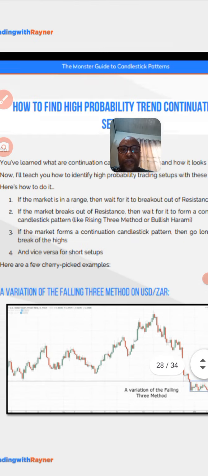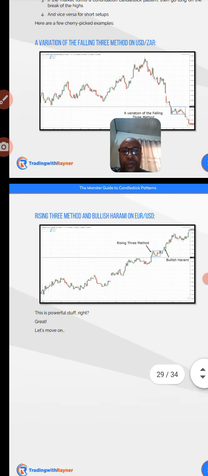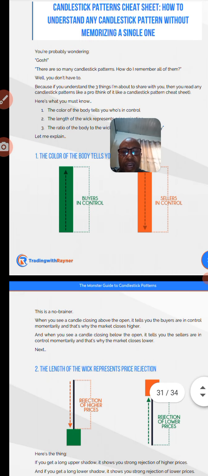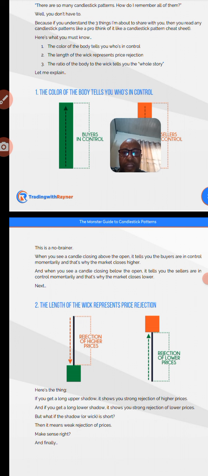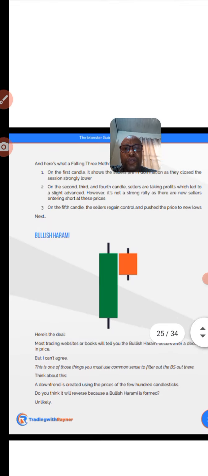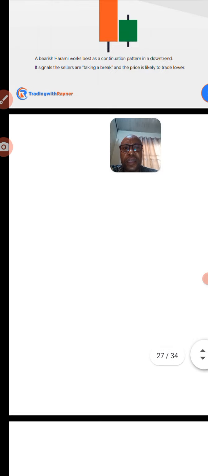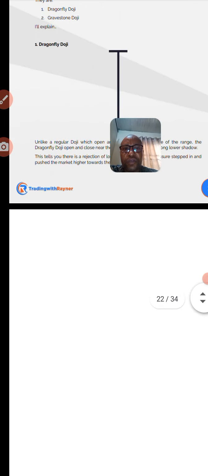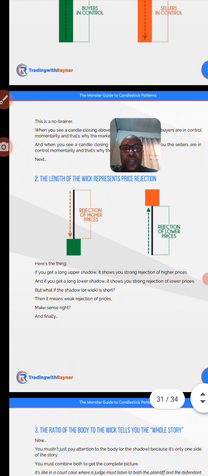So for the benefit of those who are new, you can go on and study these candlesticks. It will really help you. So that is how we come to the end of this candlestick pattern. So go through it, watch the video over and over again, then study the chart. Do not be afraid of it. It will really help you, more especially the dragonfly doji, the hammer, and others.